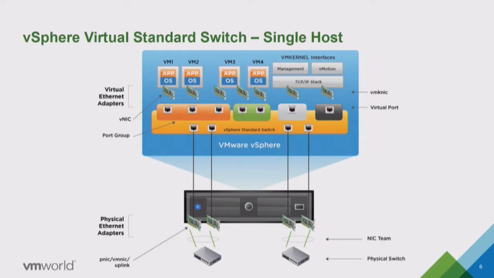4094, okay? So we support three types of tagging: virtual guest tagging, virtual switch tagging, and external switch tagging. With external switch tagging, the physical infrastructure is going to tag it. We are not going to touch anything. With virtual guest tagging, the guest is going to tag it. And the most common one, the one that you do, is virtual switch tagging, where the virtual switch port group is the one that is going to carry the tag.